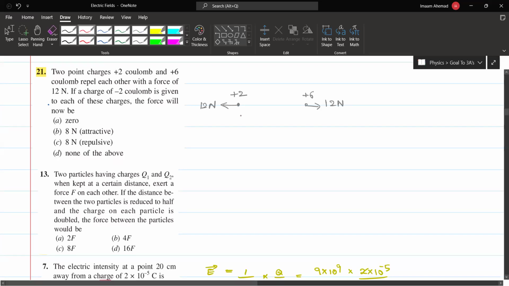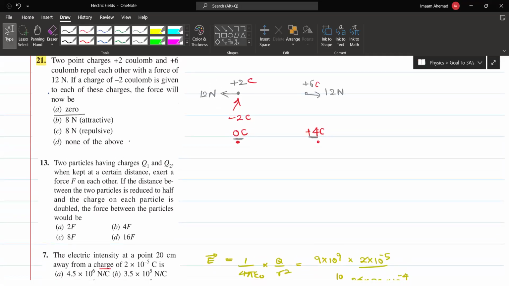Now, what if I provide minus q charge to this? Minus 2 coulombs. If I provide minus 2 coulombs, now the new charge is 0 coulombs. And the other charge will be plus 4 coulombs. So, as per our discussion, force is proportional to the product, right? So 0 multiplied by 4 is going to be 0. Therefore, the force on each of them is going to be 0. Then it will be answer number A for 21.